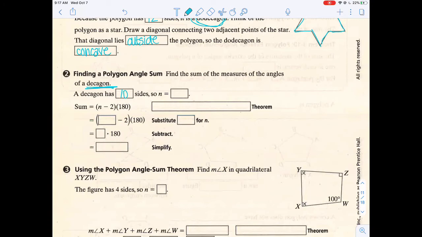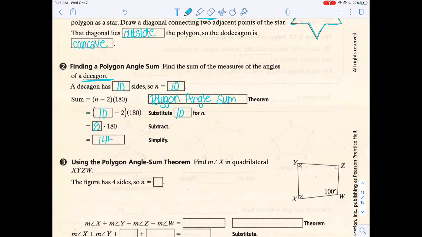Remember, a decagon has 10 sides, so n equals 10. We know by the polygon angle sum theorem that (n minus 2) times 180 gets us the sum of all the angles. So we're going to substitute 10 for n. 10 minus 2 is 8. And then if we do 180 times 8, we get 1,440. So the sum of the angles in a decagon is 1,440 degrees.